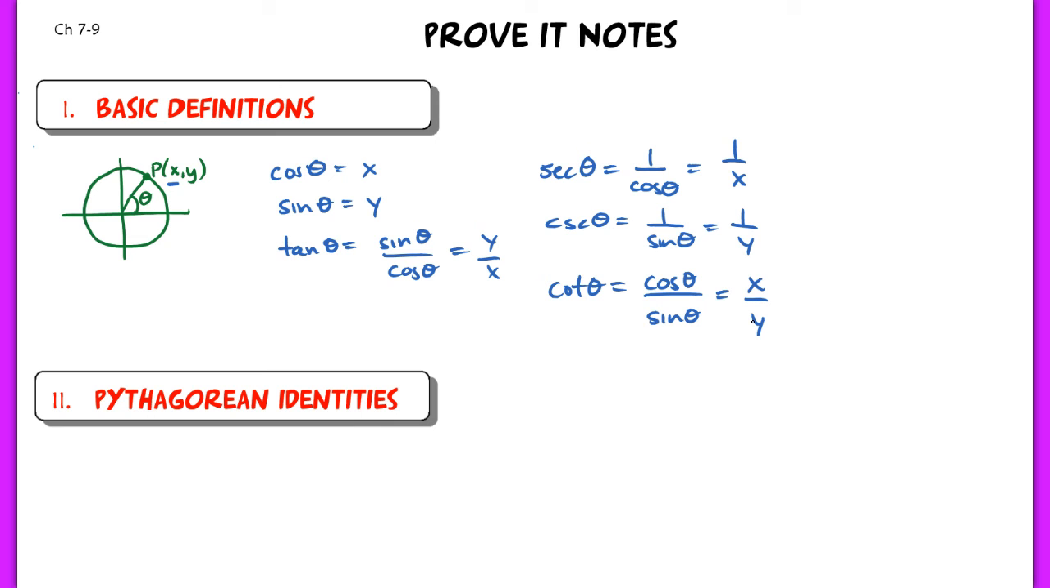So these are the basic definitions, which are going to help us then in deriving all of the other identities and formulas that you're going to be using throughout this Prove It Notes section.